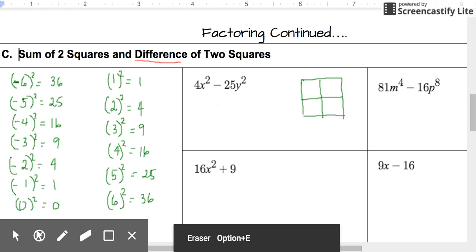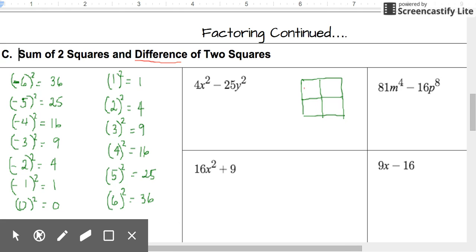So 4x squared goes here, and 25y squared goes here. Now we want to find the factors of 4x squared, so that it's going to give us 2x times 2x right here. And then for 25y squared, it's going to be 5y times 5y.